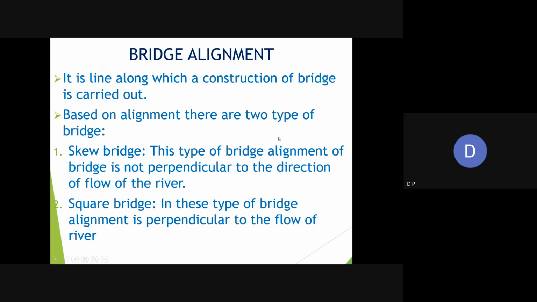Based on the alignment, there are two types of bridge. Skew bridge: in this type of bridge, the alignment of the bridge is not perpendicular to the direction of flow of the river, as we discussed, skew bridge.